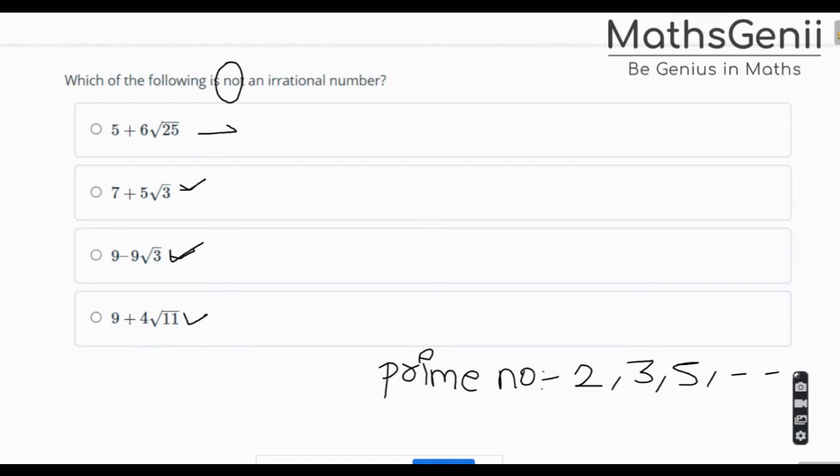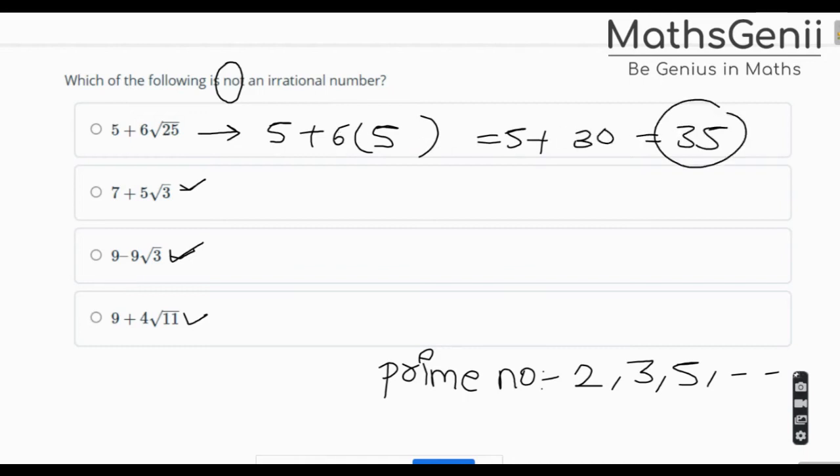But whereas if you see this 5 plus 6, and what is the value of root 25, students? Square root of 25 is 5. So 5 plus 6 fives are 30, 35. So this is a number. So this is not irrational. All these are irrational, but this is rational. Okay. He asked me not. Correct?